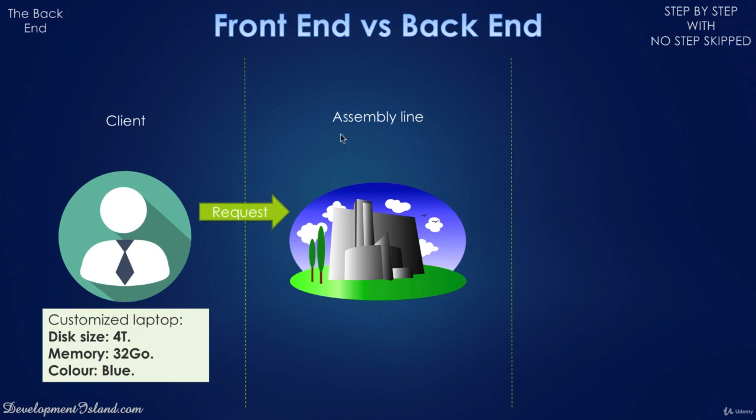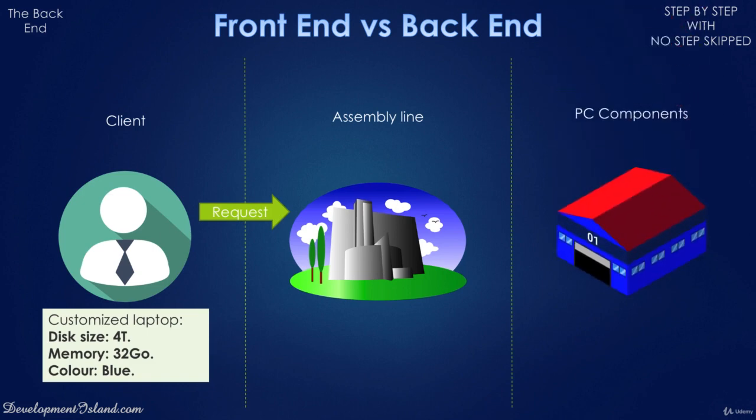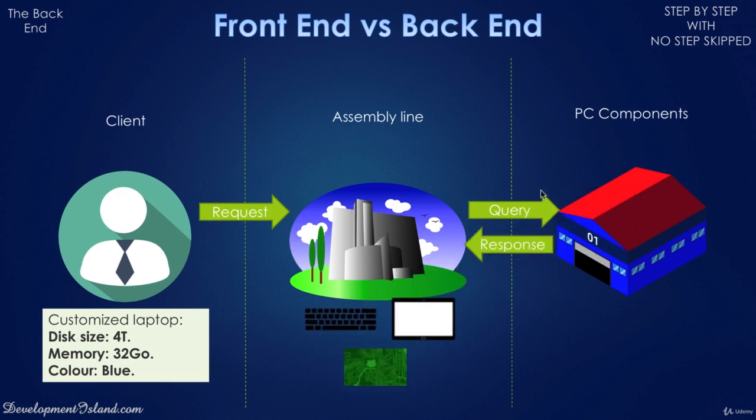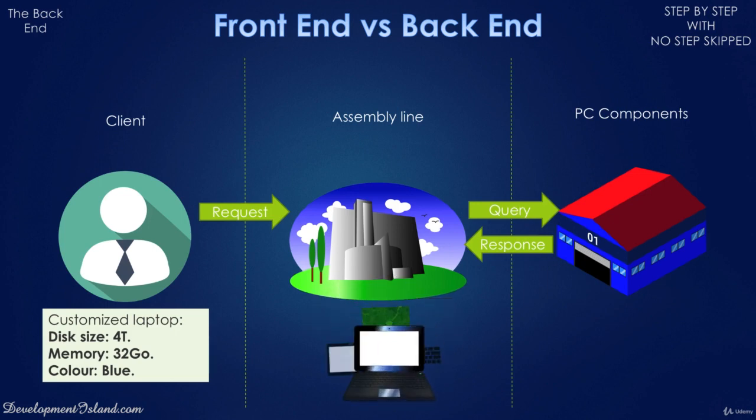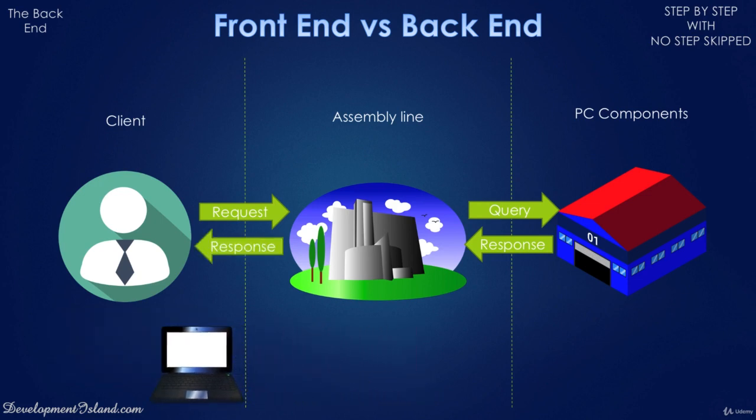Now, the assembly line is where you've got all the machines assembling computers. Now, this will need something else to operate. It needs the PC components, which are normally stored inside a warehouse. Now, the assembly line will send a query to the warehouse asking for the necessary components in order for them to build your laptop. So once they get those components from the warehouse, they are ready to build your laptop. Once they assemble your laptop, they're going to ship it to you.